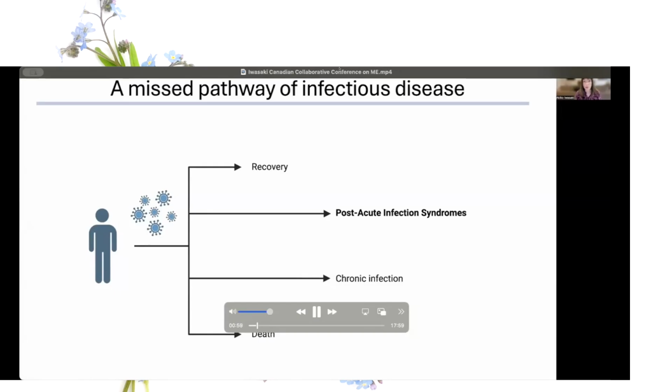And what's striking is that these PAIs can occur even after an RNA virus infection that's thought to be a transient acute infection that does not establish chronic infection. However, there's now evidence to suggest that even acute viruses like SARS-CoV-2 can establish persistent virus infection in the host, leading to these post-acute infection syndromes. But there are many other ways to get to this chronic illness after the acute phase of the infection. And so this is the area that we are focusing on.